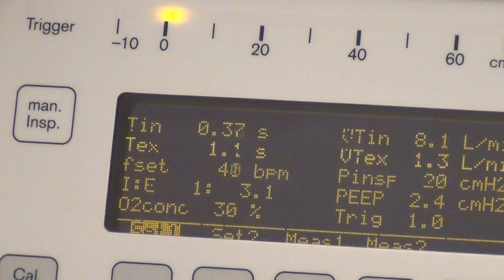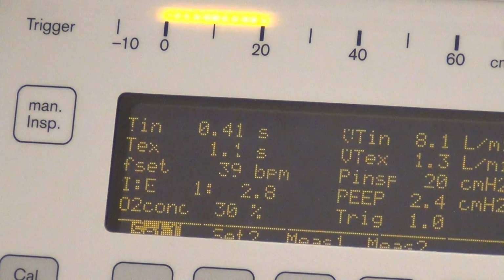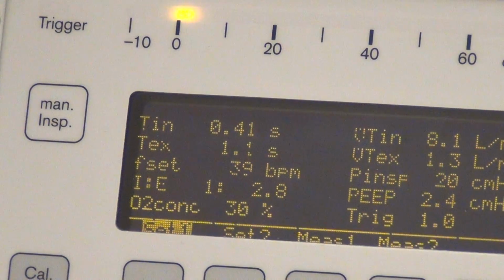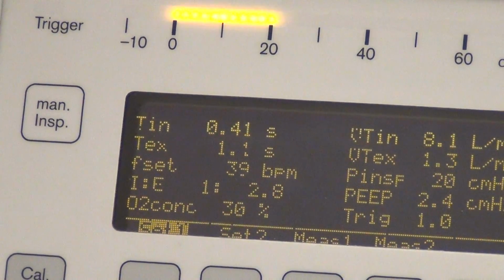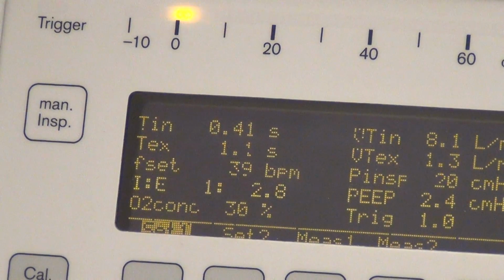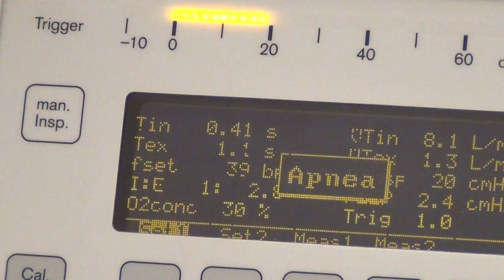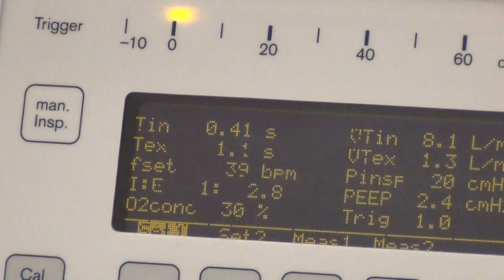All right, so we're going to keep it right here at 0.4 seconds. With the current settings of my I time, my respiratory rate is 39 breaths per minute. But I want a higher respiratory rate. How do I do that?